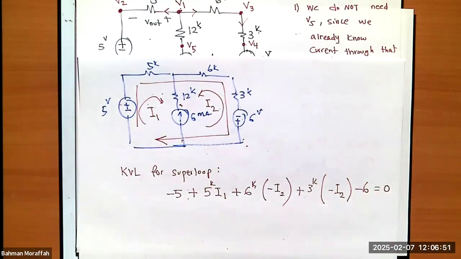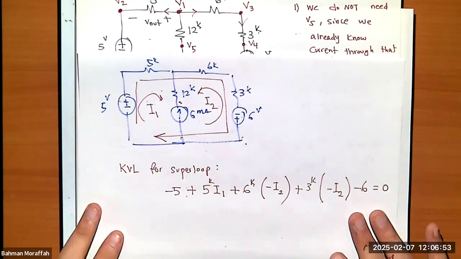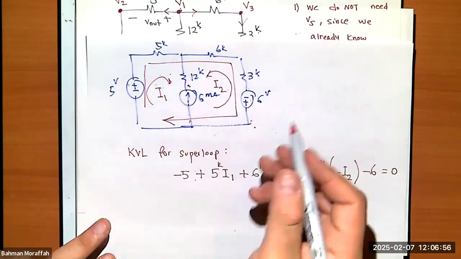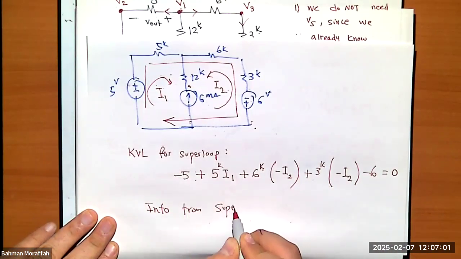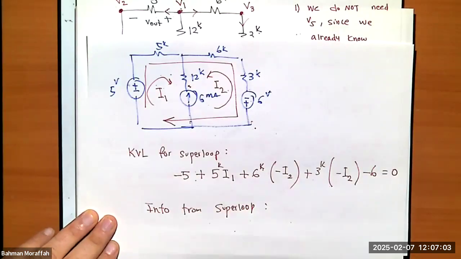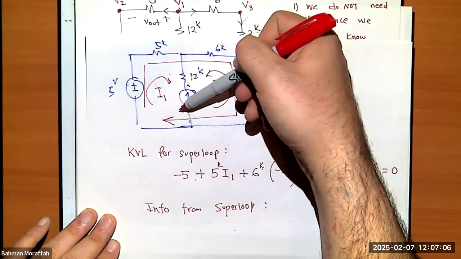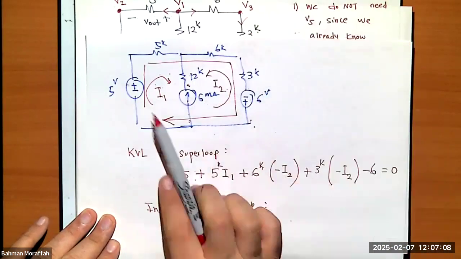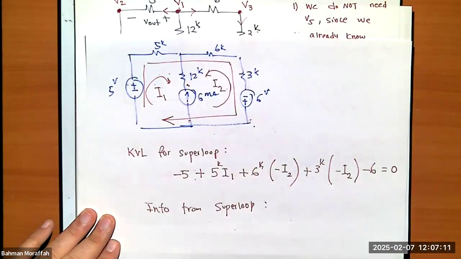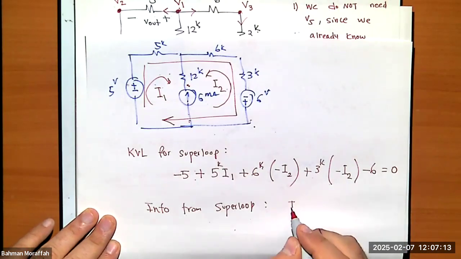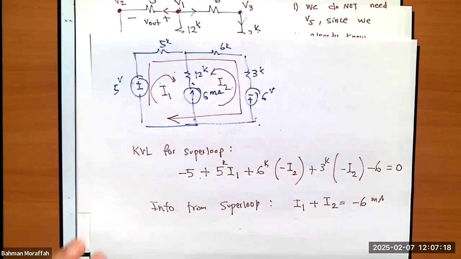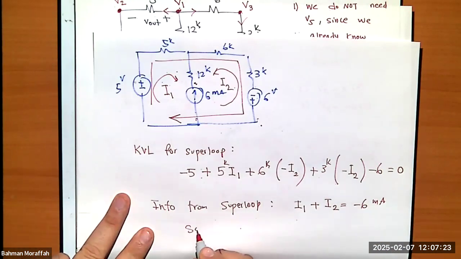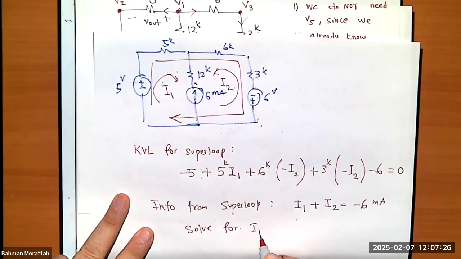Right? I still have not utilized the information that this super loop gives me. Info from super loop. What does it tell me? I1 is going downwards. I2 is going downwards, but the net current is going upward. What does that tell me? It tells me I1 plus I2 should be negative 6. Right? I have 2 equations, 2 unknowns. I can solve for I1 and I2.